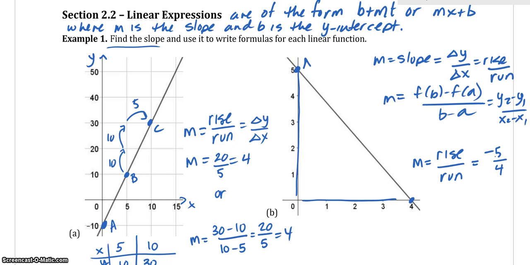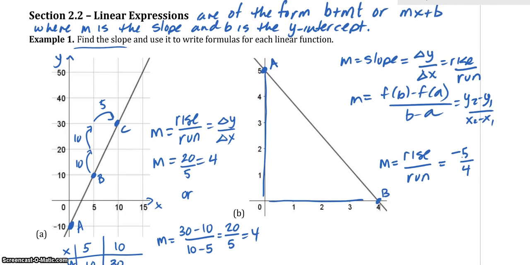So I started from A and went to B. This is from A to B. It not only doesn't matter which 2 points you pick, because we know when they're linear, the slopes are going to be the same. It doesn't matter where you start.